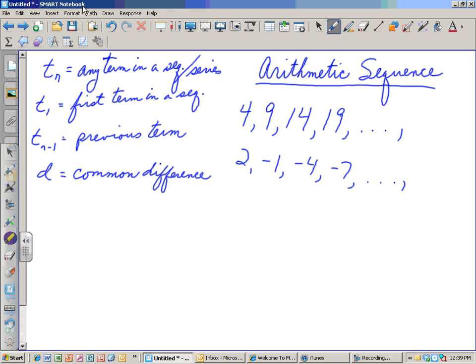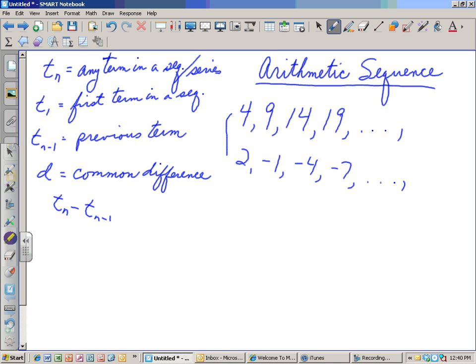How do we find, what is it? Look at that first sequence, 4, 9, 14, and 19. If I asked you what the common difference was, what would you tell me? 5, right? It goes from 4 to 9 to 14 and 19. The common difference is 5. And the way we find the common difference is we take any term at all and we subtract the previous term. That's what the common difference is.